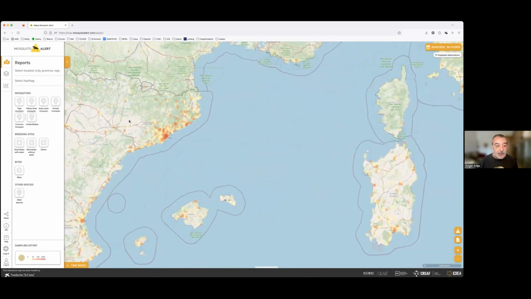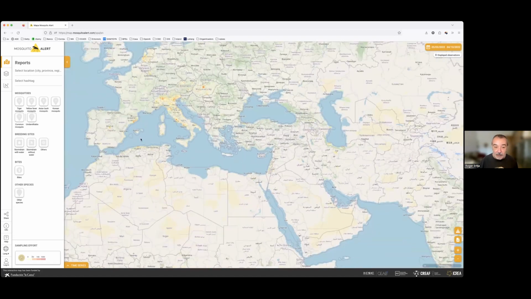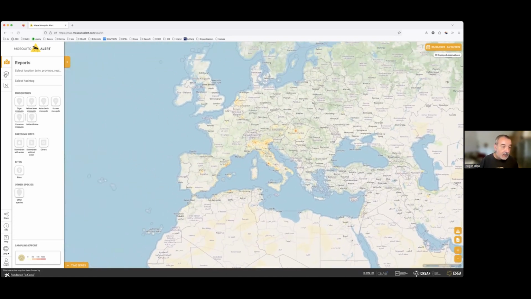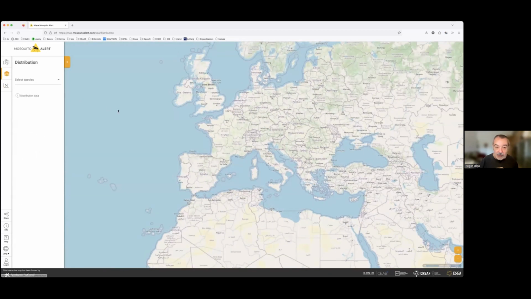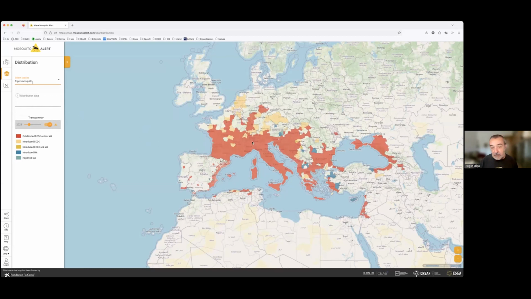And this is the part with the raw data of the system. But then in the second level, you can ask for distribution of the species. This is a raw distribution map. For instance, if you ask for tiger mosquito, you get the present distribution of Aedes albopictus in Europe, and this is mixed between two sources.